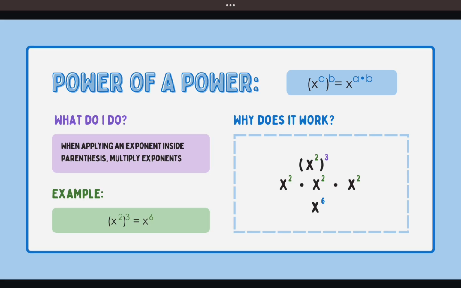x to the power of 2, to the power of 3, equals x to the power of 2 multiplied by itself 3 times. So we have x to the power of 6.